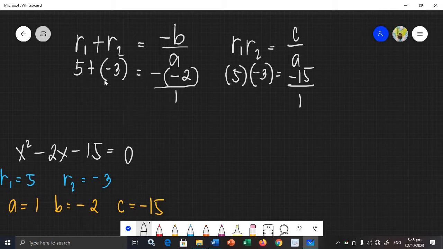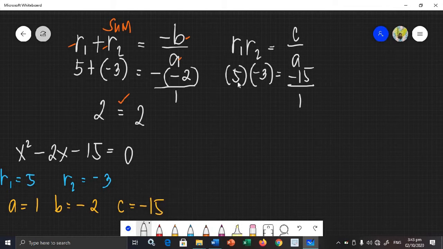Okay? So, 5 plus negative 3, the answer is 2. Okay? 2 is equal to negative times negative 2. The answer is 2 over 1. Okay? Or simply 2. Ayan, nag-equal sila. So, sa sum, mayroon talaga silang relasyon. Okay? Yung roots and yung coefficient, meron talagang relationship. Sa sum, kasi, pansin nyo, nag-equal yung sagot.